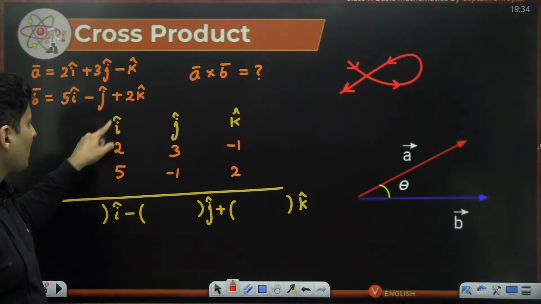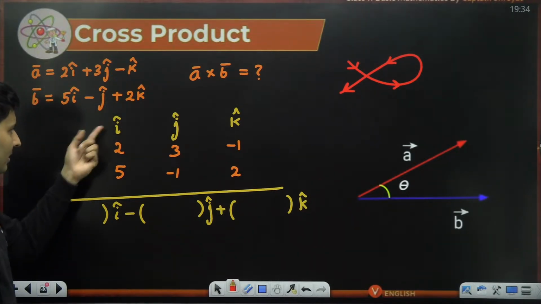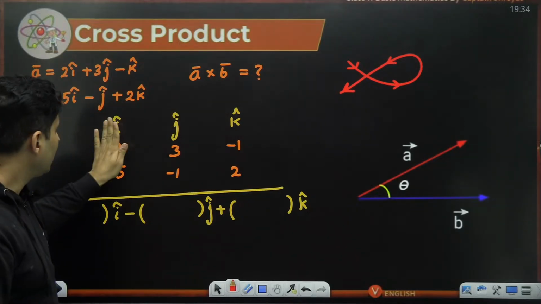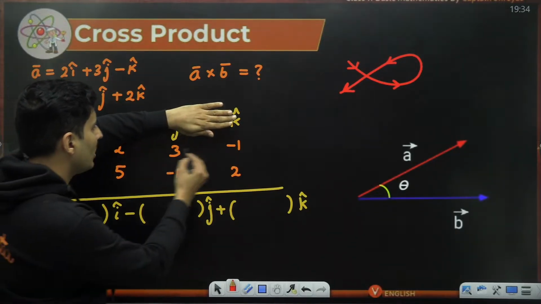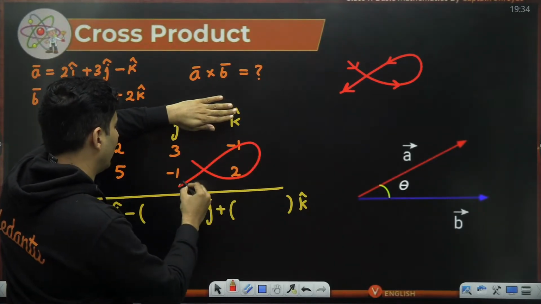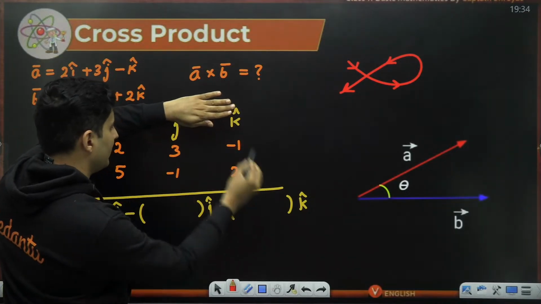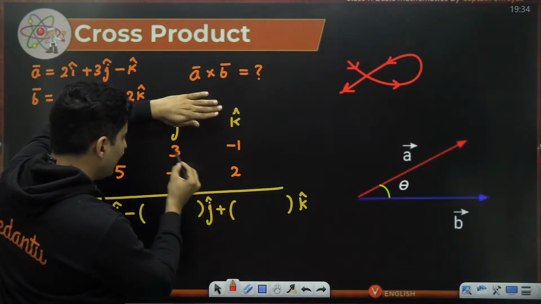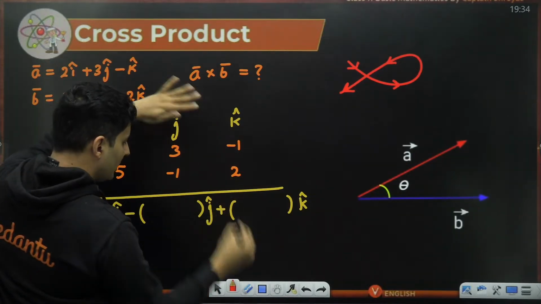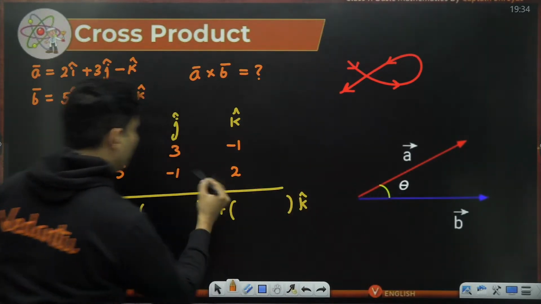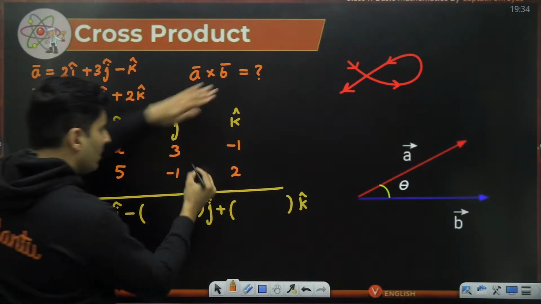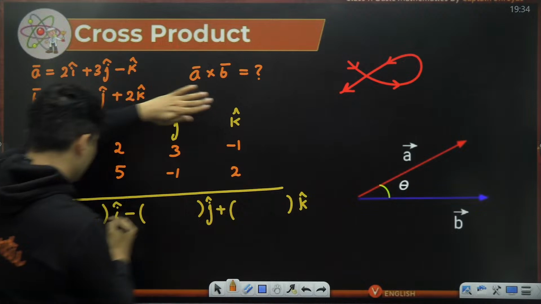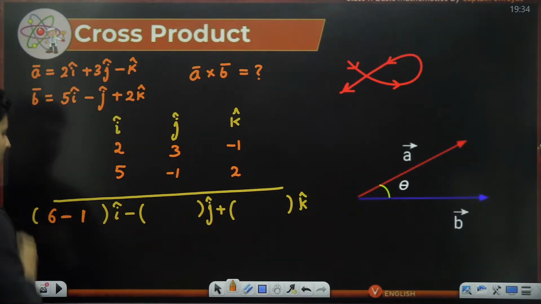How? I will tell you. When you want to find the first bracket, let's say for i cap, ignore this and ignore this. You are left with this. Just go like this, guys. Just like this Z. When you go like this, multiply these two. 3 twos are how much? 6. When you again go like that, cross, minus 1 into minus 1 is plus 1. And now just subtract them.